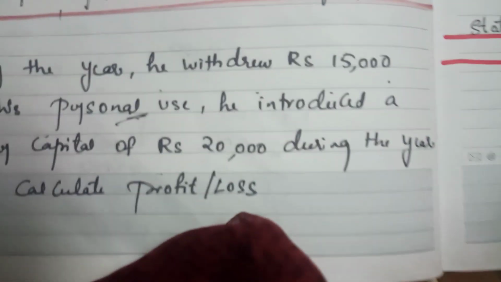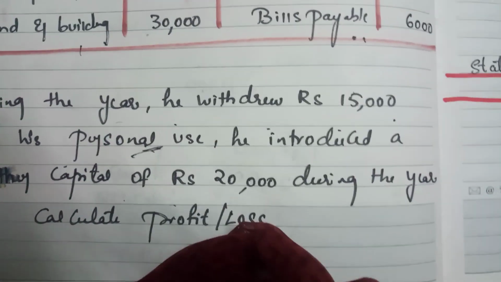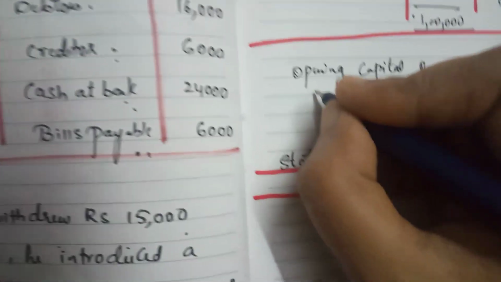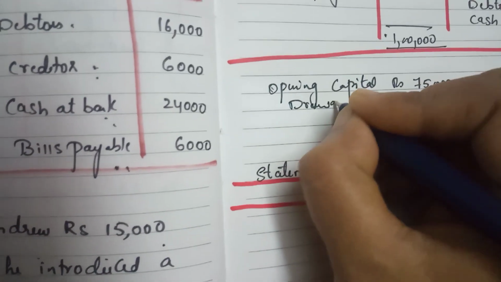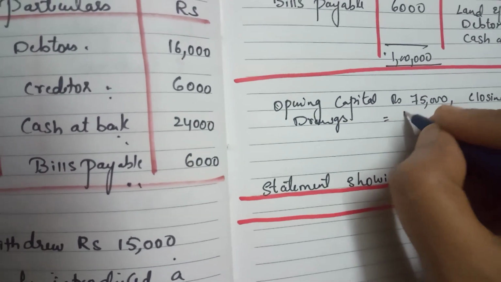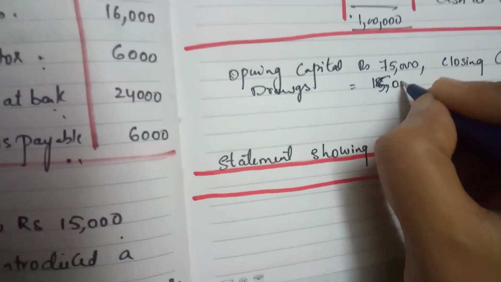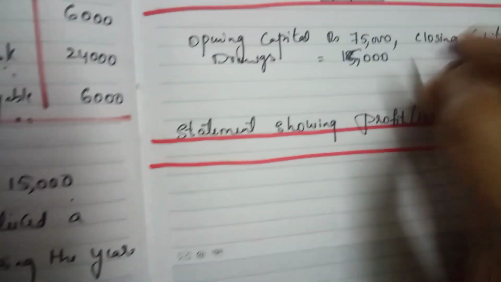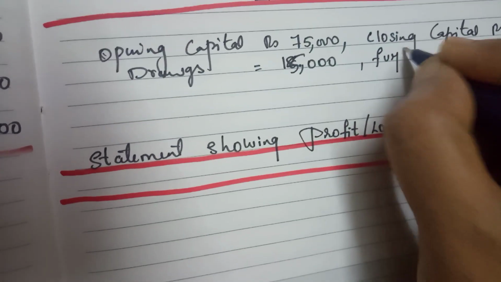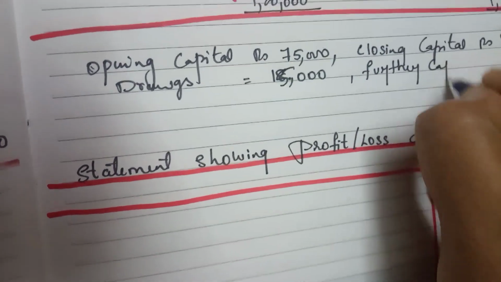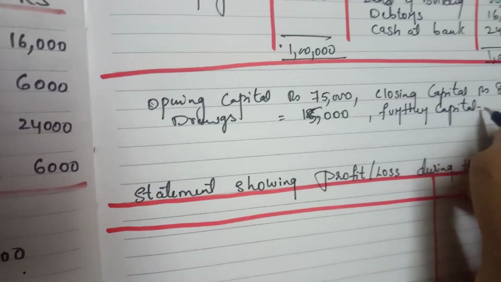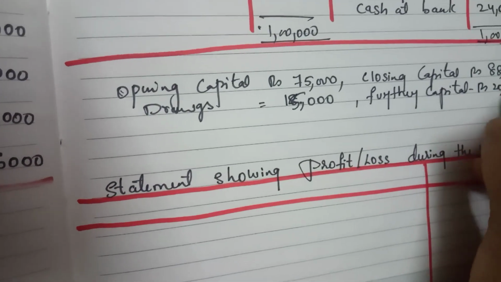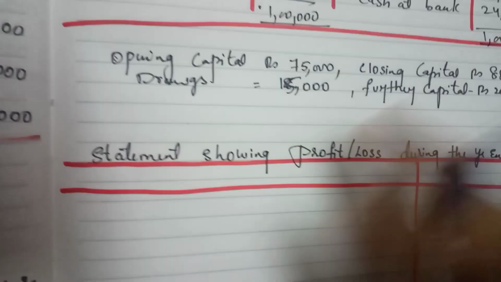Okay, and extra information they gave you, that is he withdrew rupees 15,000 for personal use. That is nothing but drawings. Drawings, 15,000. And next what they gave you? Further capital. What is the further capital they gave you? Rupees 20,000. Okay, so we'll start with the problem.